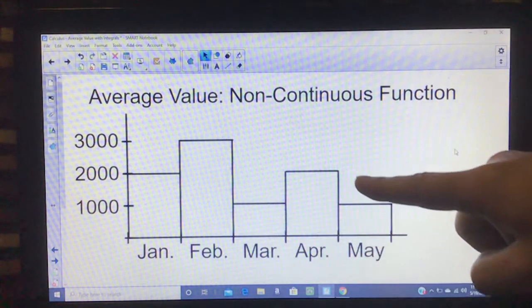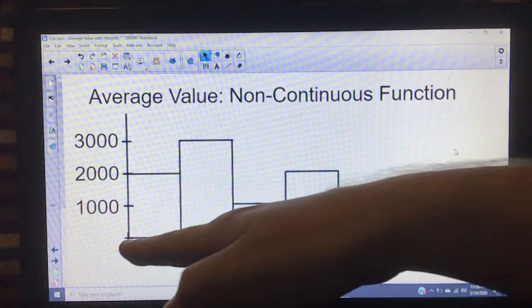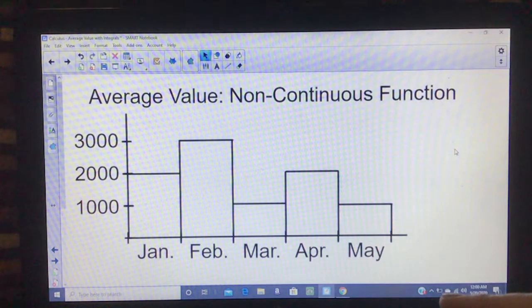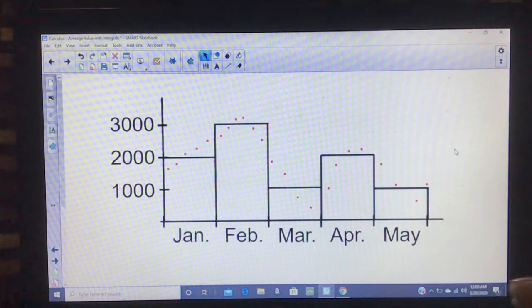Integration would sort of add up all the changes of the y values, and then we would just have to divide by the change on the interval. Now, let's look at maybe a little more realistic example of what happens in the bank account. Say these red dots represent what's really happening to the account.